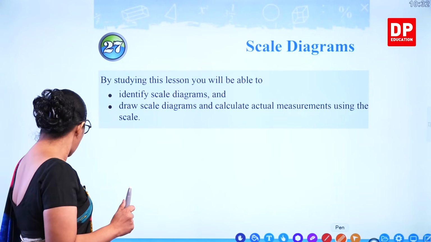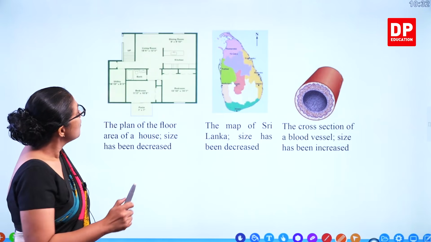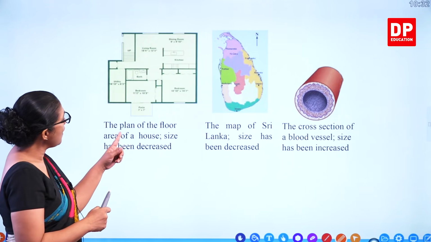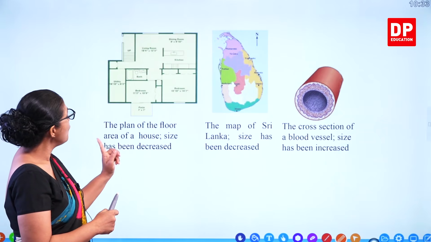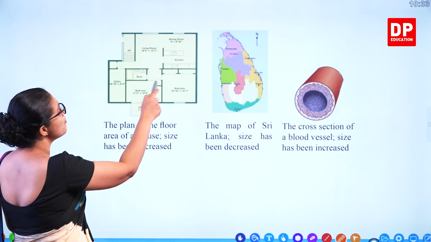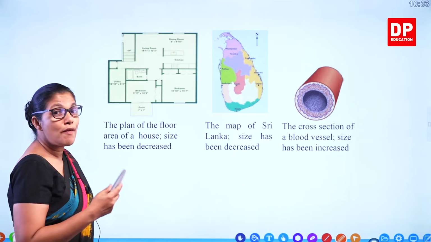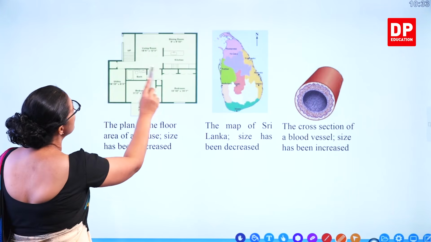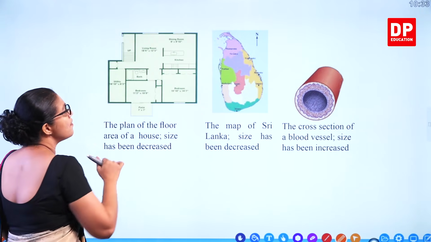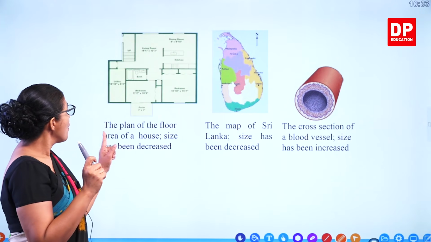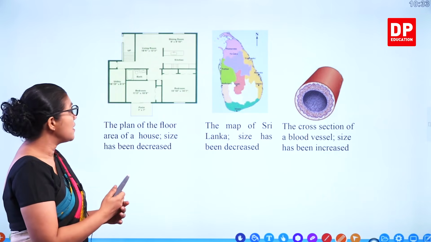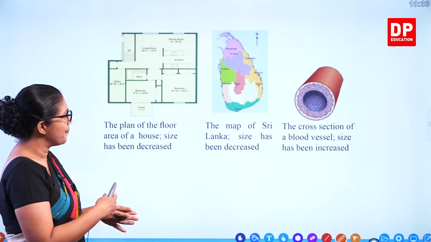So we'll see what are the ways we can use scale drawing. Look at this plan. This is the plan of the floor area of a house. It says bedroom, kitchen. So everything you can clearly see. The sizes are there. So the actual size has been decreased, reduced.